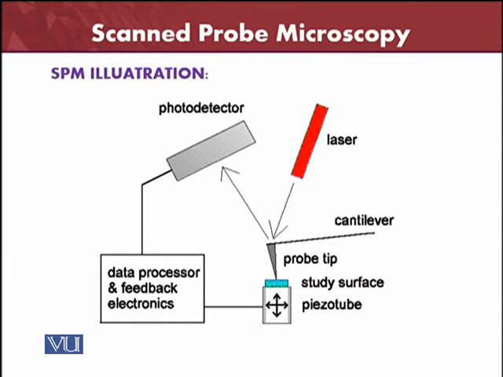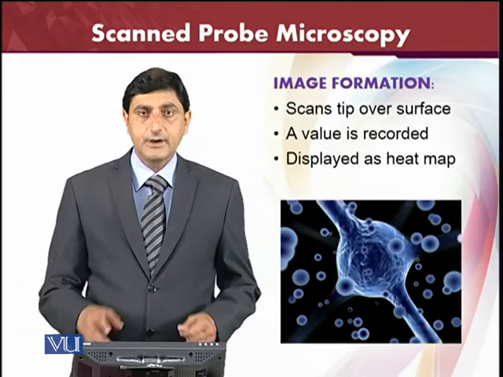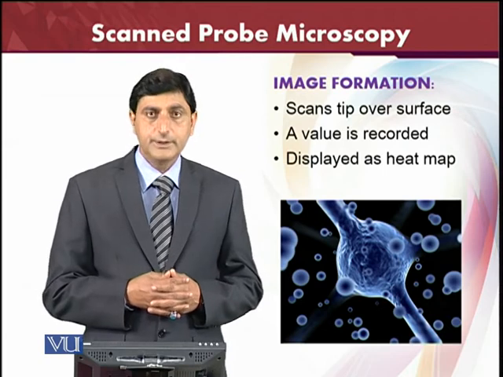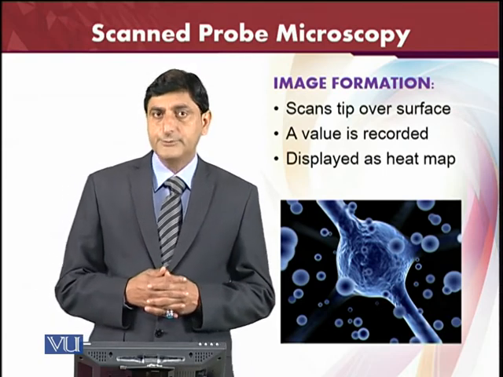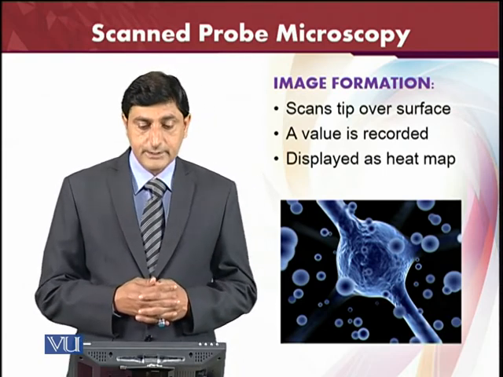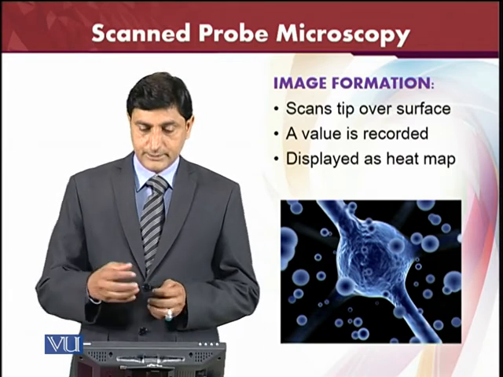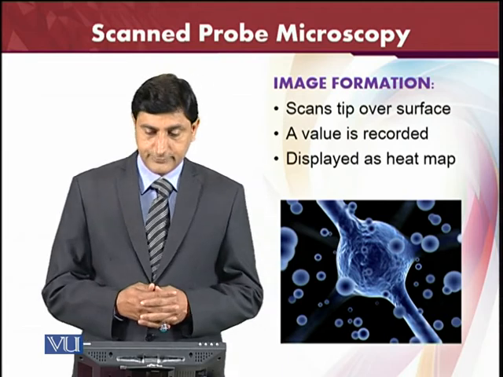Here the object is made clear with the probe presented from the left side, and under the object we are able to see and observe the image in a better way. Now, how is the image formed in scanned probe microscopy? We will explain it in three steps. First of all, scan the tip over the surface. One of the pictures is given in the slides in front of you.